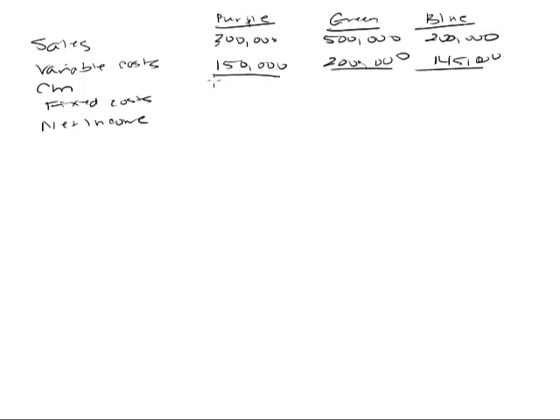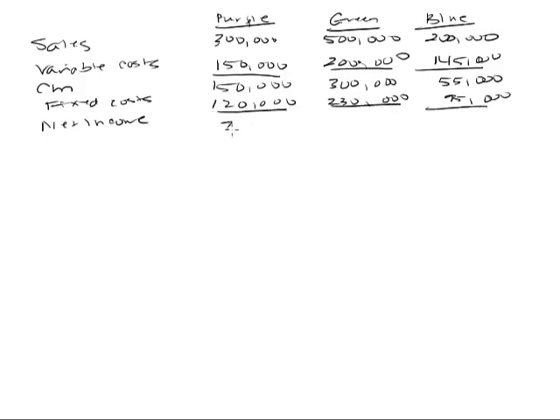So contribution margin here, 150, 300,000, and 55,000. All right, fixed costs, 120,000, 230,000, and 95,000. So, net income, we've got 30,000 for the purple, 70,000 for green, and negative 40,000 for blue. So you can see blue's given us some problems here.